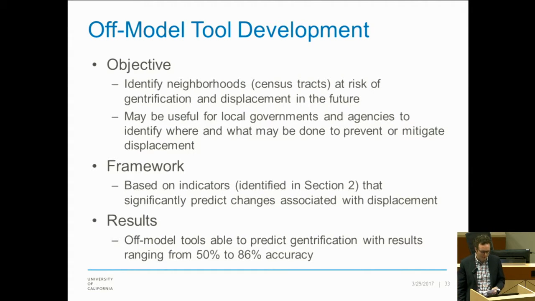And then finally, I wanted to mention the off-model tool development that some other members of the research team have put together. This is a spreadsheet tool where you can directly explore predictions of gentrification factors for individual census tracts, and it's calibrated using statistical regression directly on the census tracts rather than incorporating all of the complexities of the regional land use modeling tools.